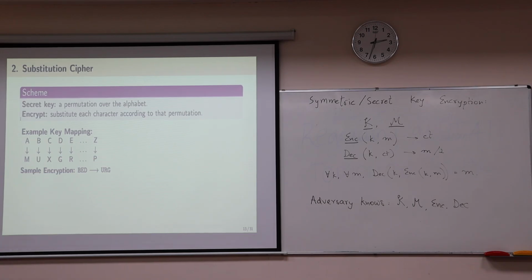So what is the key space over here? Yeah, so how many permutations? 26 factorial. How big is 26 factorial? Is it bigger than 10 to the 26 or smaller? Yeah, so the key space, at least in this case, a brute force attack will not work. Is there some other attack that's possible?